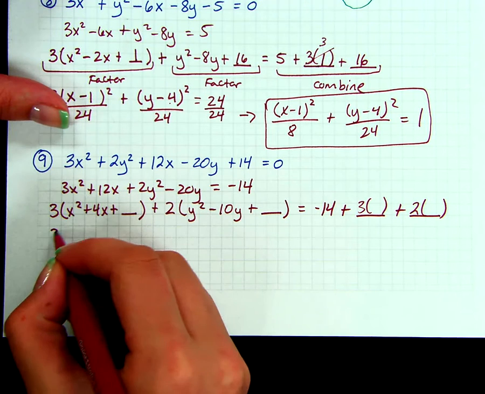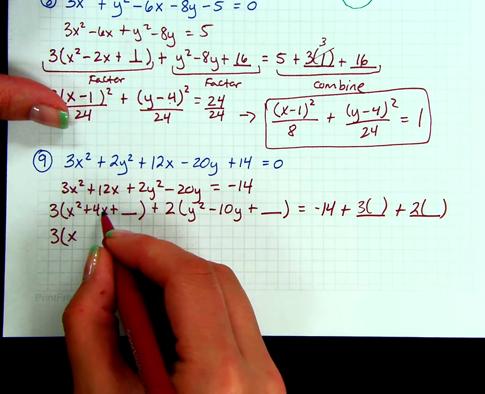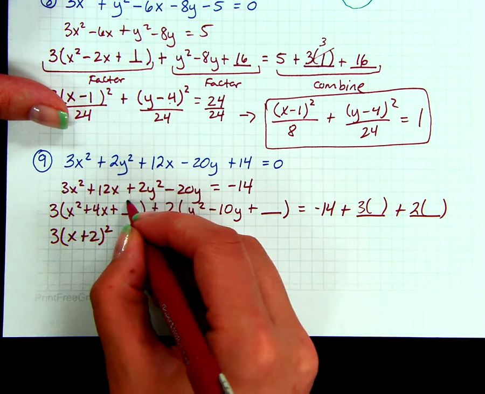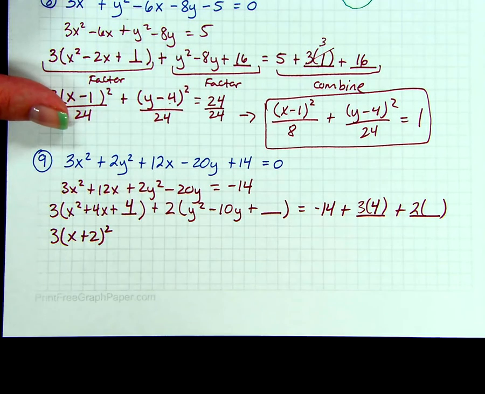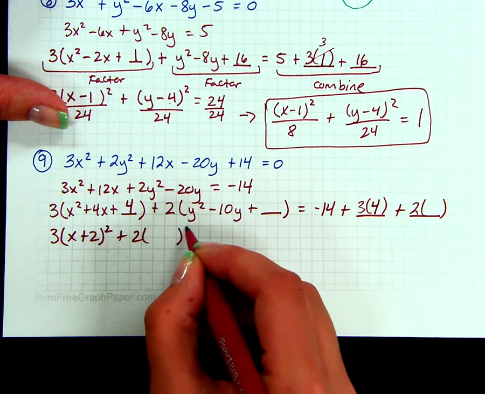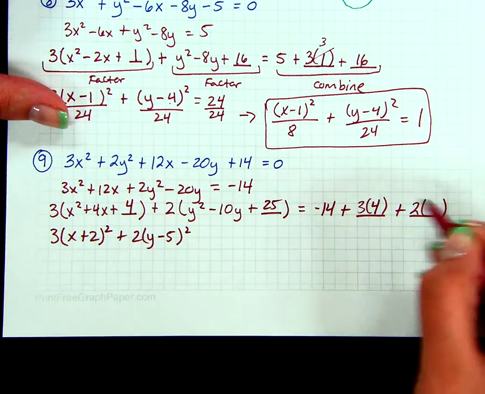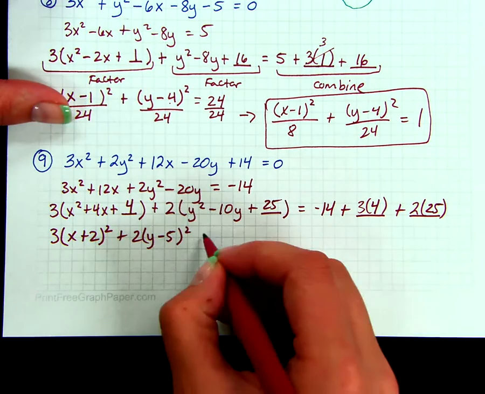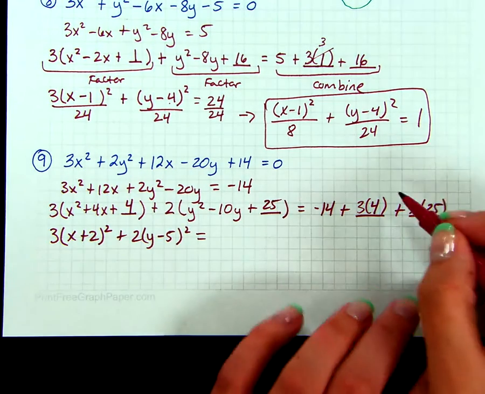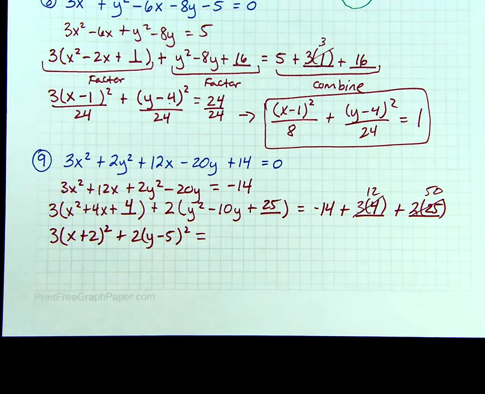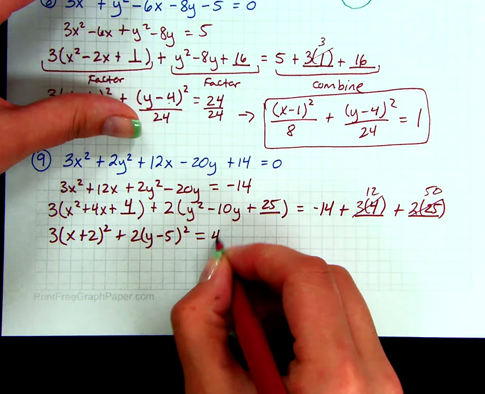Okay. So again, 3 comes down, so 4 divided by 2 is 2, so plus 2 squared, and then 2 squared is 4. Okay. And then plus 2 parentheses. So negative 10 divided by 2 is negative 5, and then negative 5 squared is 25. Okay. So again, we are just combining now. So we know that 3 times 4 is going to give us 12, and 2 times 25 is 50. So now we're taking negative 14 plus 12, so that'll be negative 2. And then plus 50 is 48.